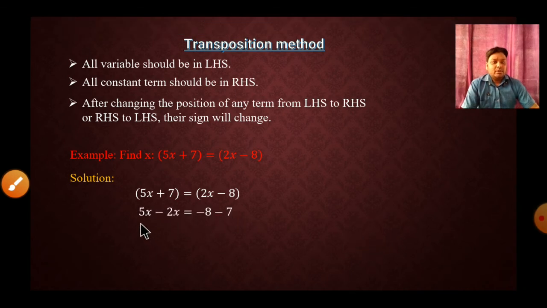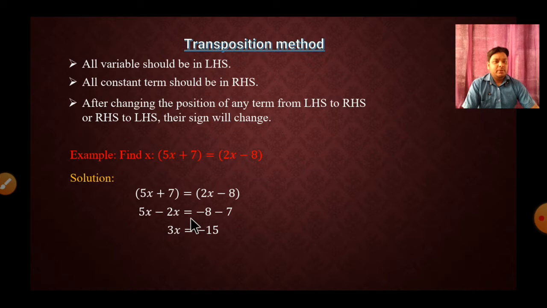Now here you can see 5x and 2x are both variables, which means they are like terms, and 8 and 7 are the constant terms. So we can calculate 5x minus 2x is equal to 3x, and minus 8 minus 7 is equal to minus 15, because when the signs are the same we add, and 8 is greater, so we put the minus sign. Now 3x: in between 3 and x there is no sign, which means it is a multiply sign. So if we take 3 to this side, the sign will change again. Multiply will be divide. So we can write x is equal to minus 15 divided by 3.